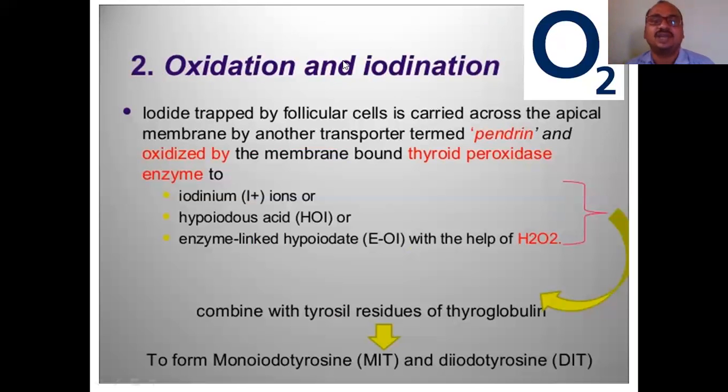And second, oxidation and iodination. It is oxidized by the thyroid peroxidase. This is a very important enzyme which oxidizes the iodide, to form monoiodotyrosine. See here, MIT will form, DIT will form. DIT is nothing but diiodotyrosine, where two iodines will be there. Now these points are important. MIT, DIT: M means mono, single iodine. D means di, two iodines will be there.